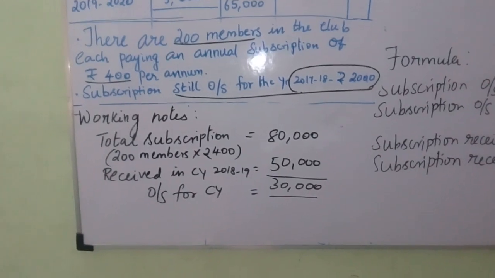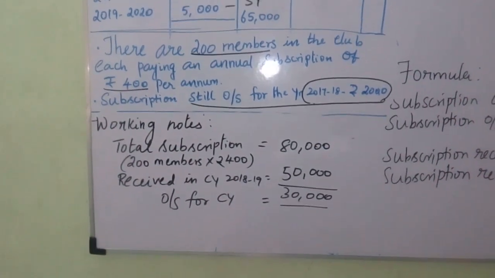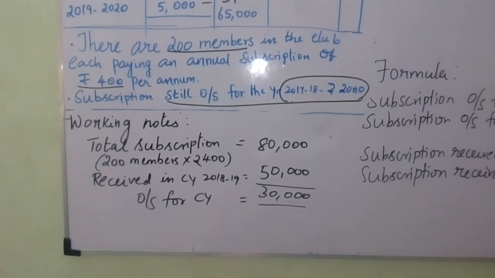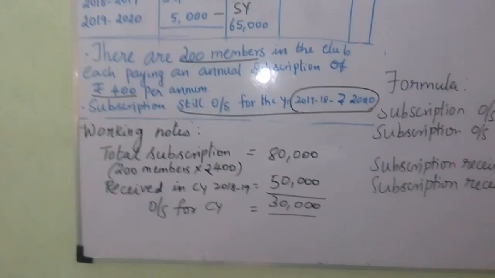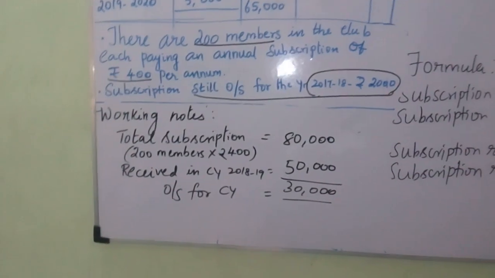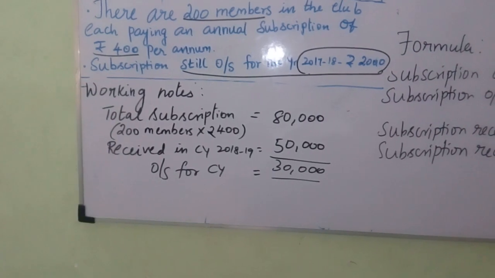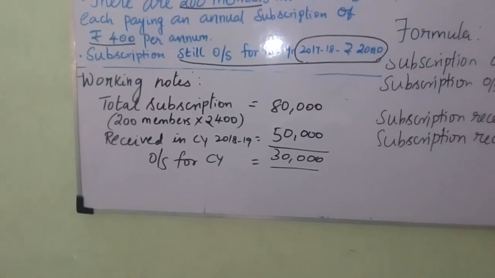Yes, are you clear with this? We are finding out the outstanding for the current year. They have not given it in this sum. They have given the total number of members and how many rupees they are paying for each year. Out of this, we are finding out the outstanding for the current year. So this will be step 1. The working notes is the first step for finding out the outstanding for the current year.